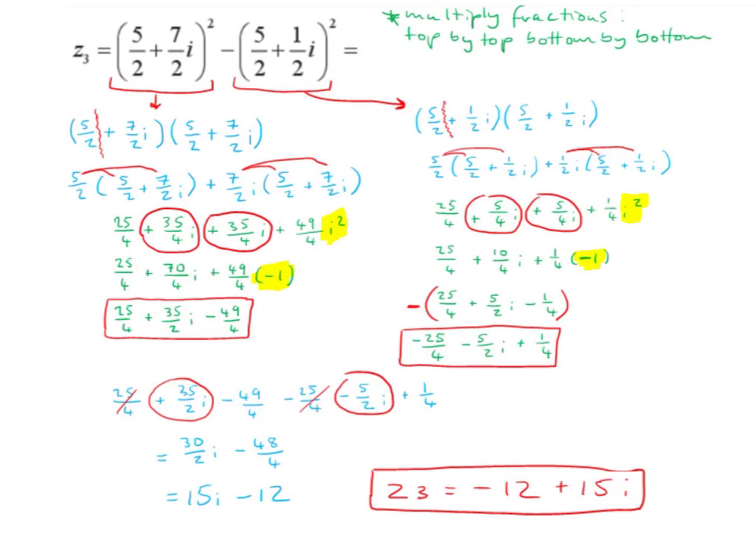But very, very important that we swap these around because we have to have the real part first. So we get Z3 equal to minus 12 plus 15i. Minus 12 being the real part, plus 15i being the imaginary part.